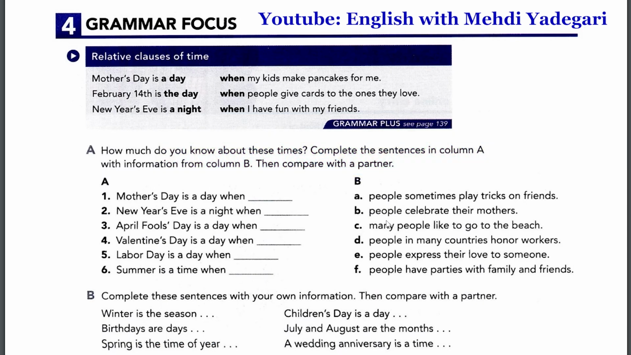Number 2. New Year's Eve is a night when F. People have parties with family and friends. Number 3. April Fool's Day is a day.